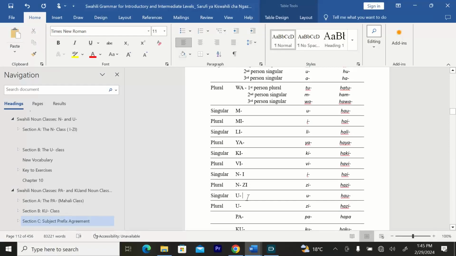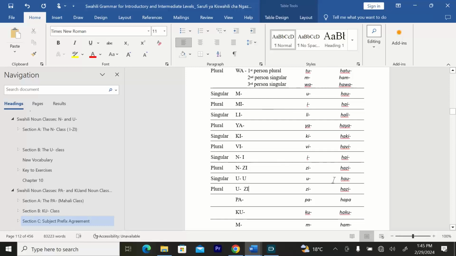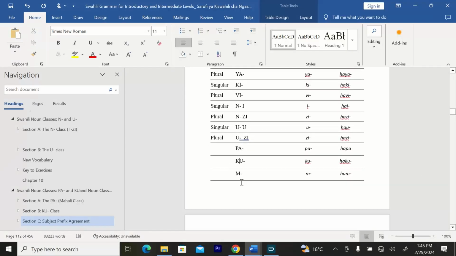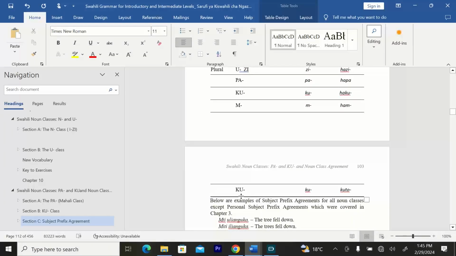Ukuta, u should be u in singular and z in plural. And the negative subject prefix is hau, and in plural is hazi. Then we have pa, ku, mu. The subject prefix is pa, ku, mu, where the negative subject prefix is hapa, haku, hamu. Ku is ku, where the negative subject prefix is kuto.